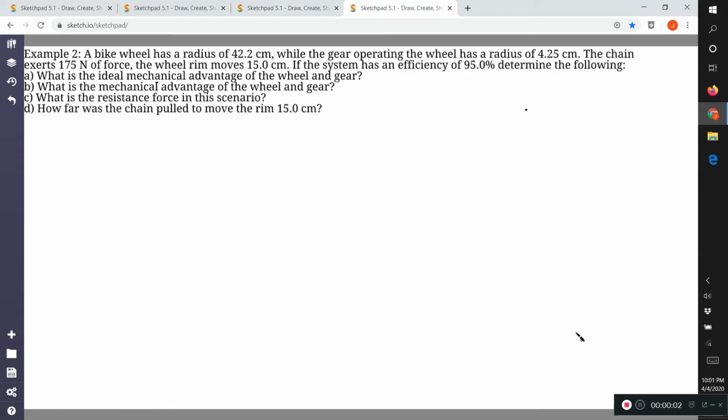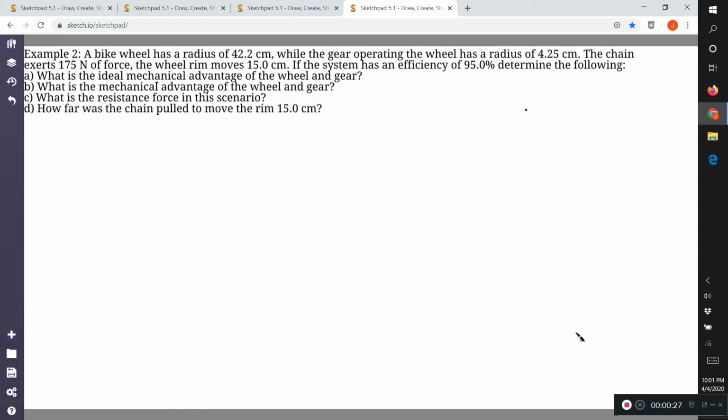So example 2 here is going to be a bit tricky. A bike wheel has a radius of 42.2 centimeters, while the gear operating the wheel has a radius of 4.25 centimeters. The chain exerts 175 newtons of force, and the wheel rim moves 15.0 centimeters. If the system has an efficiency of 95.0%, determine the following.